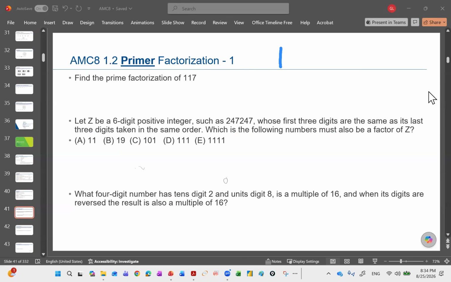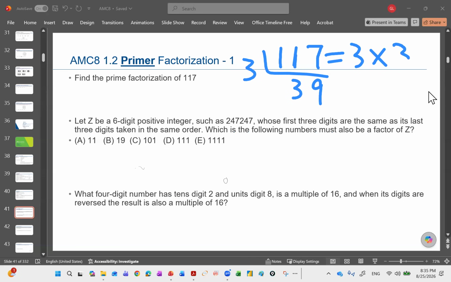So this is our number, right? It cannot be divided by 2. What about by 3? 117, the sum of the digits is 9, so definitely it can be divided by 3, right? What's the next? 3 times 39 is 117, right? So 39 can still be divided by 3 and 13. Make sense? So you can see 117 is actually 3 times 3 times 13.